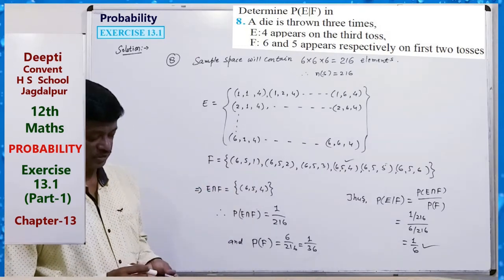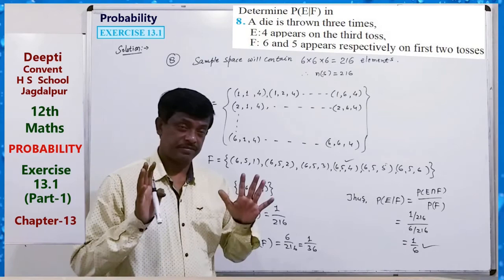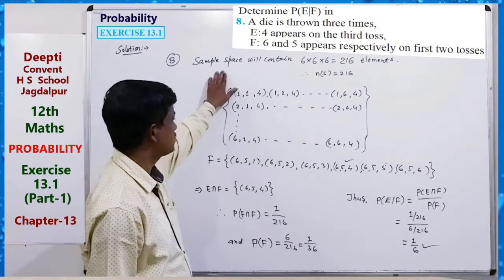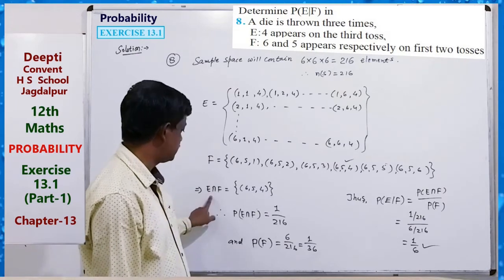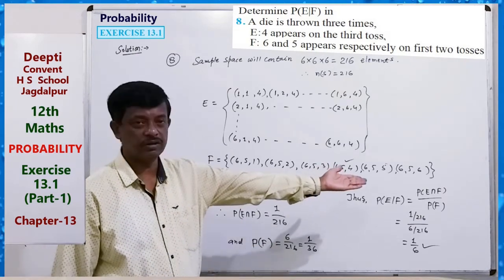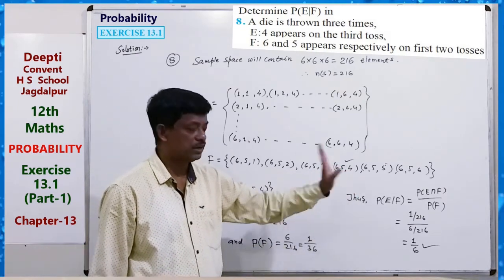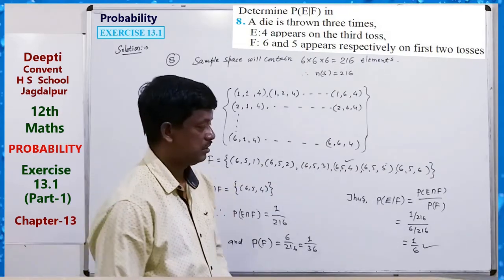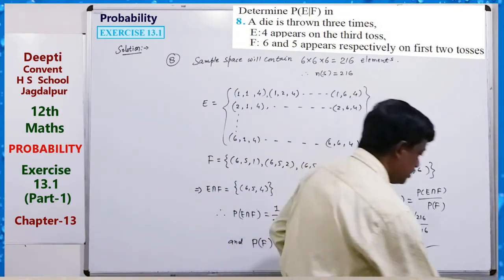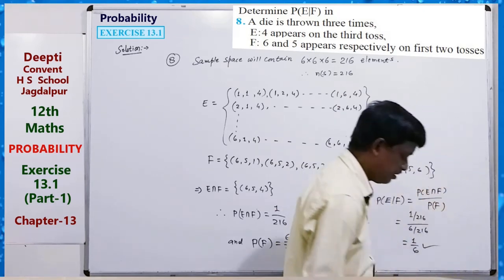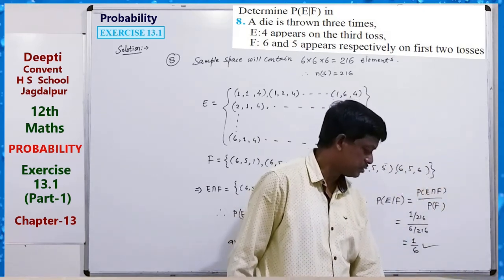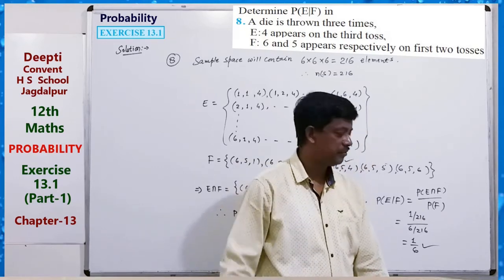Clear? So just write the sample space, how many elements are there, event E, event F, take the intersection, then find the two probabilities according to the definition. Just put the values and you can get the answer P(E|F). This was question 8. Now question 9. It is the same type of question. We have to find P(E|F) here.